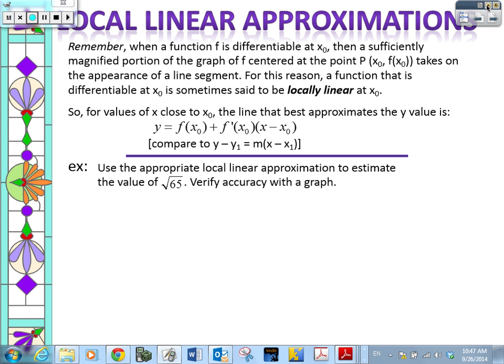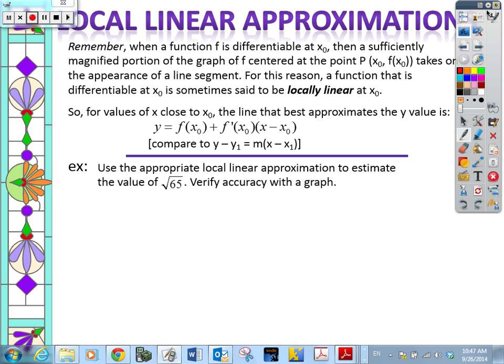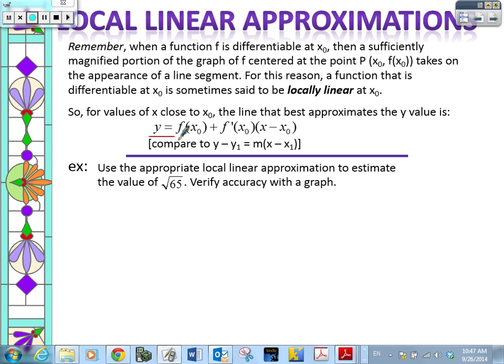They love that notation, local linear approximation. But really, for us, it just means using the tangent line to approximate a value. That's all it means. They love to have this really nice, fancy formula right here. But if you compare it to our standard equation of a line, it's pretty much the same. This would be our y1. This is our first derivative. The value of our first derivative at x naught is our m, and our x naught is our x1. It's really just a tangent line.